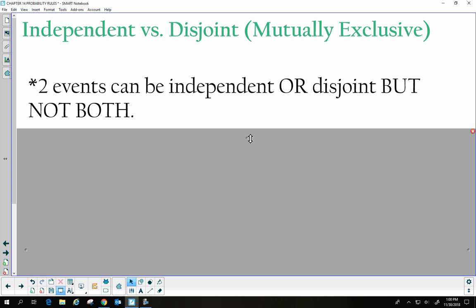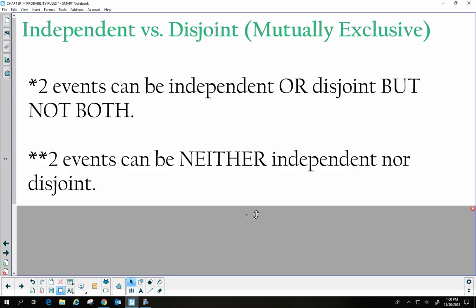And so it's important to note that two events can be independent or disjoint. Okay, they cannot be both. All right, so if two events are independent, they are not disjoint for sure. If two events are disjoint, then they are for sure not independent. However, it is possible for them to be neither.